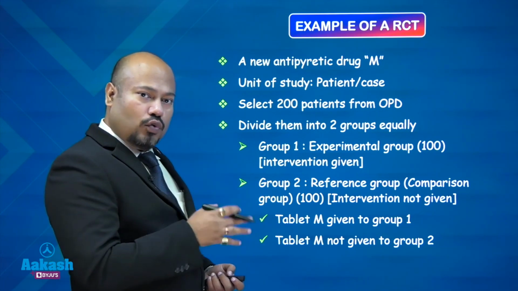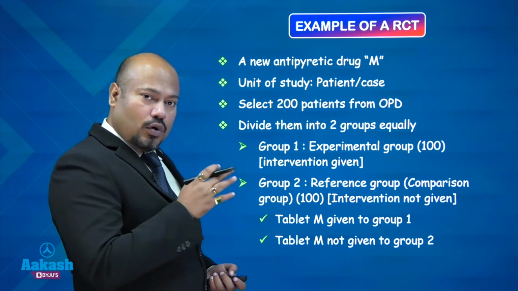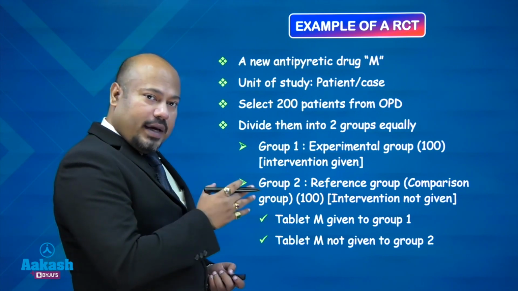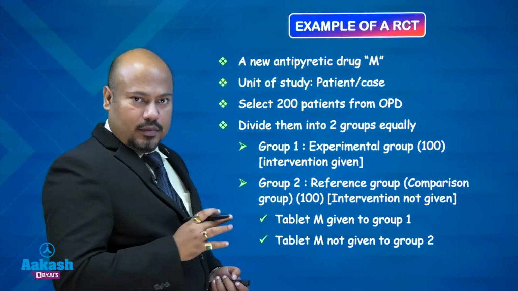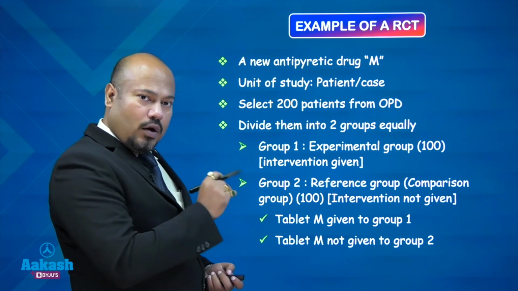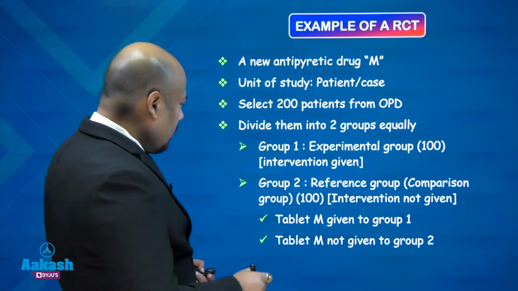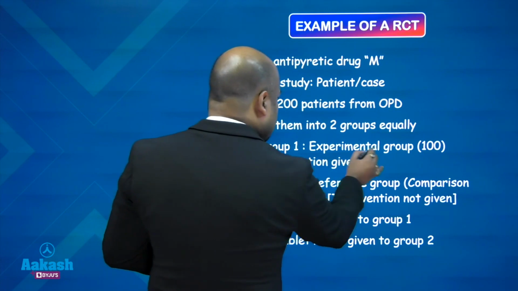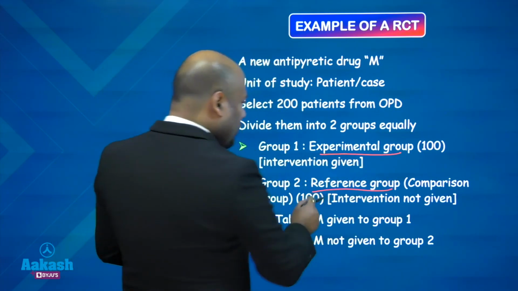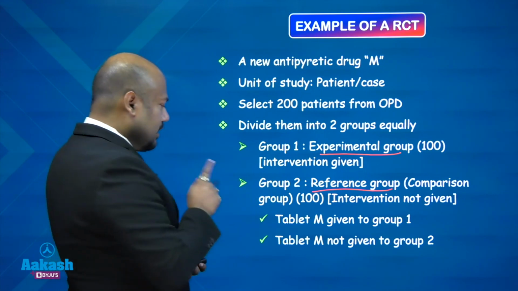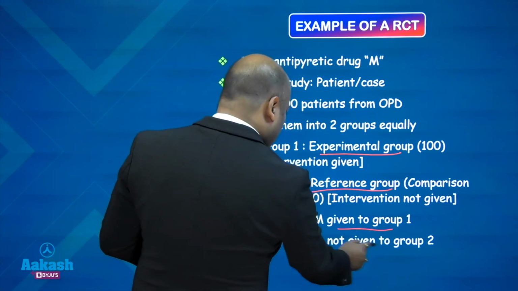And we divide them into two groups. Group A 100 patients. Group B 100 patients. To group A we give the tablet M. To group B, we don't give the tablet M. So intervention given to group A, not given to group B. Done? So group 1 is the experimental group because you are giving the tablet, and group 2 is the reference group because you are not giving the tablet. So tablet M given to group 1, not given to group 2.